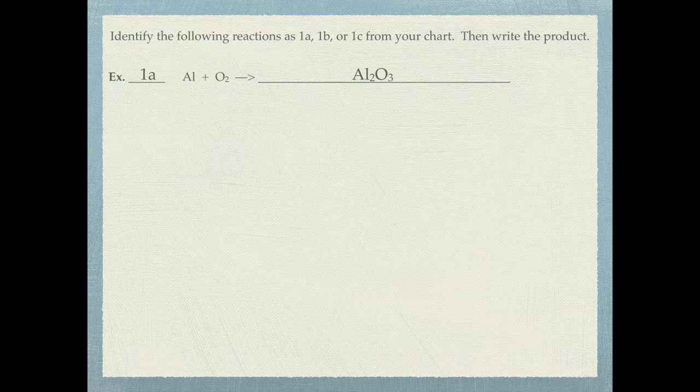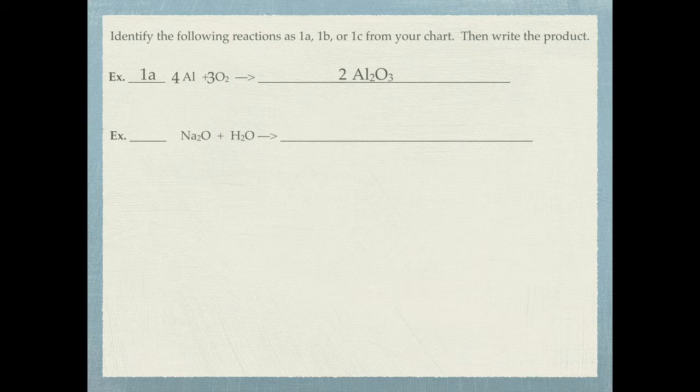Since I've got 2 oxygens on my reactant side and 3 oxygens on my product side, I'm going to put a 2 in front of aluminum oxide to make 6 oxygens, and I'm going to put a 4 in front of aluminum, since I have 4 aluminums, and a 3 in front of oxygen. And now I'm balanced. So that's a 1A. Let's look at the next type.